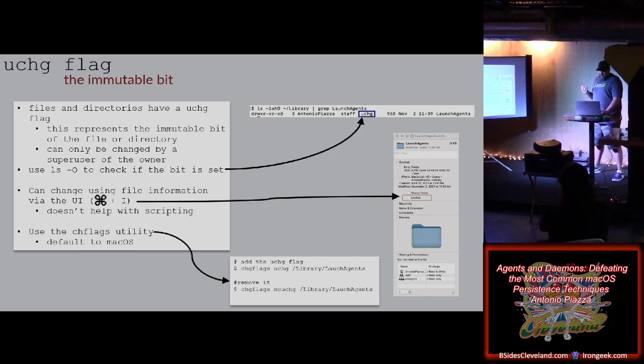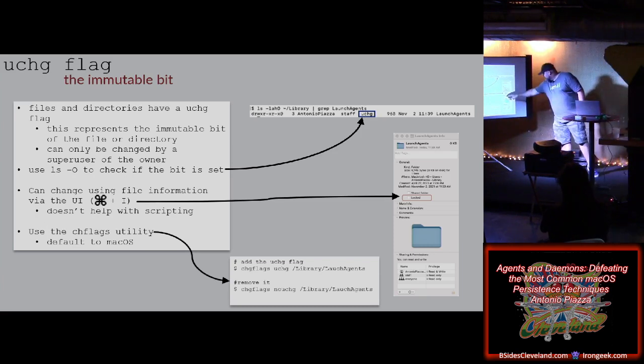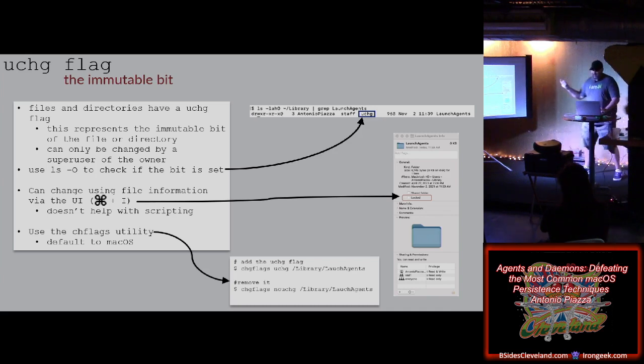You can change the flag using the file information UI. As you can see over here, I circled in red, there's a lock with a little checkbox. If you check that box, it'll actually lock that folder down. And you can open up that information UI by highlighting the file or folder and using Command-I. So this doesn't really help us though for scripting at scale.